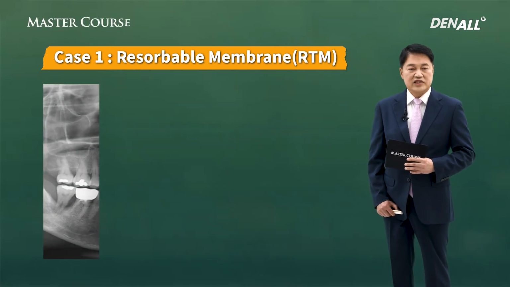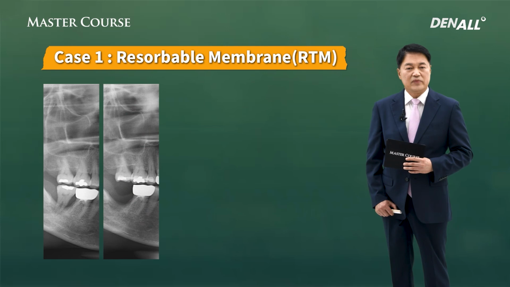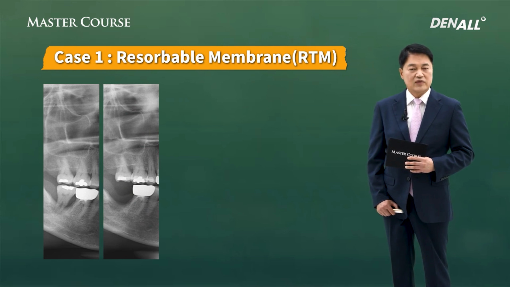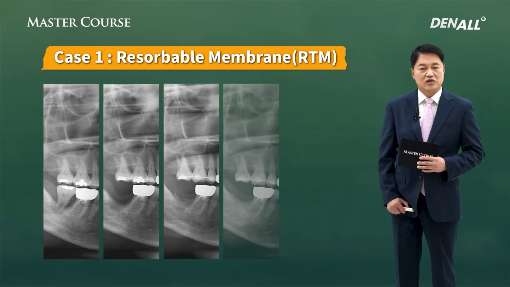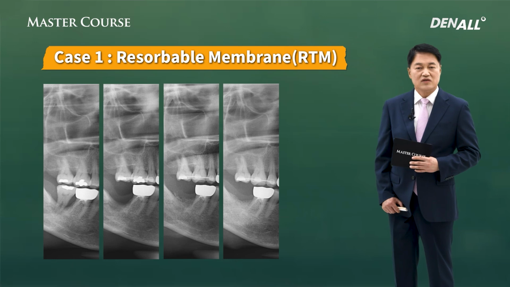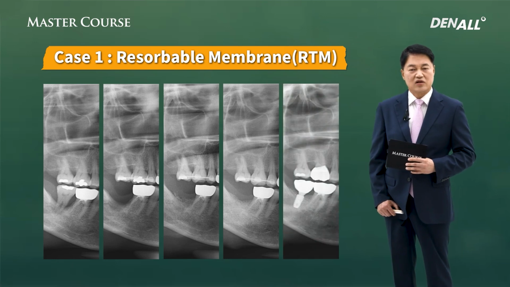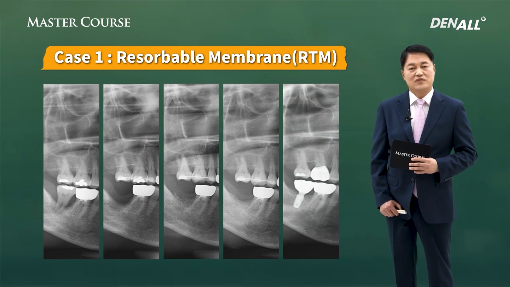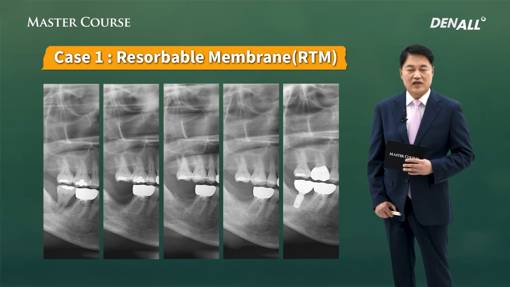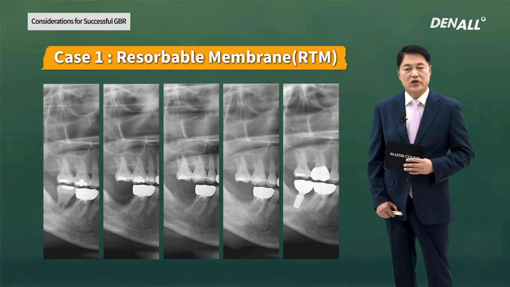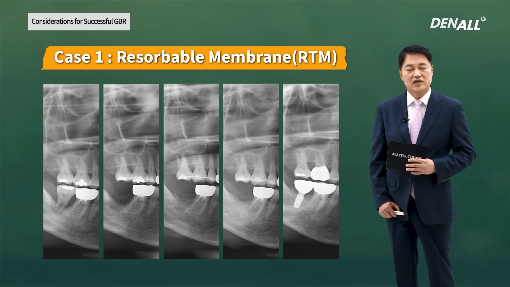On the x-ray, this is before extraction and after extraction healing. It was difficult to place implant, so GBR was conducted, and it was rather successful, and it's not difficult to place implant now. Implant was placed and prosthesis was delivered. Resorbable membrane was used to do vertical augmentation, and the implant was placed well.